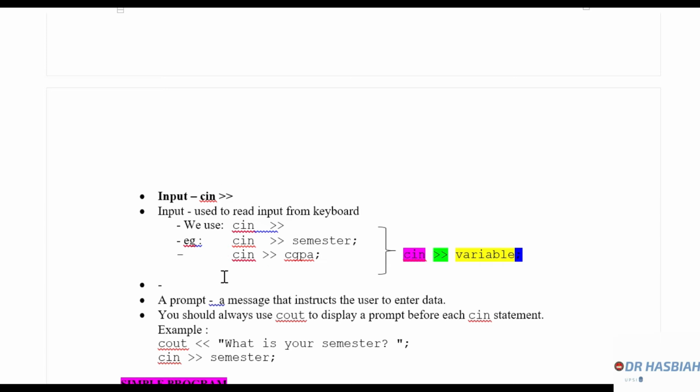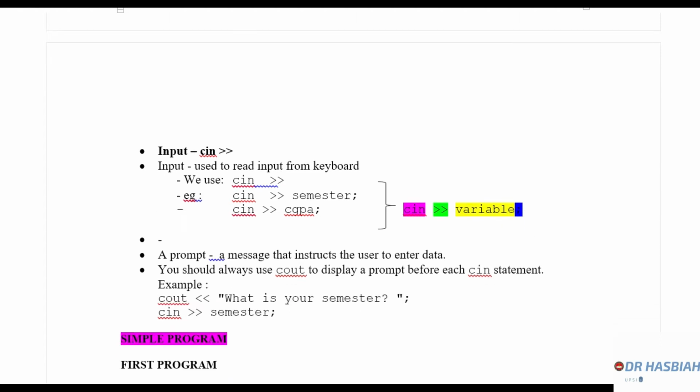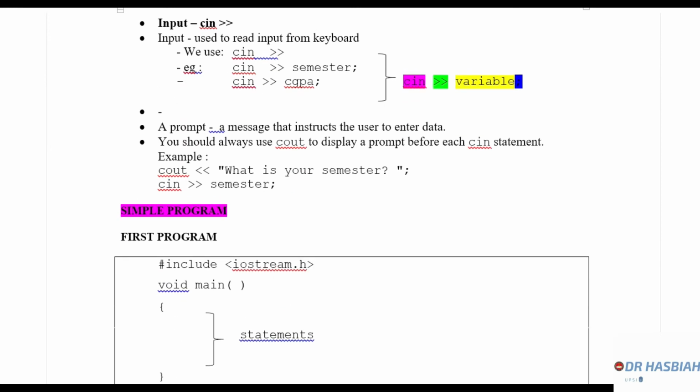So let's say here I want to cin the semester, so I put cin semester and then semicolon, cin CGPA semicolon. Semester and CGPA are the variables. So cin, bracket, and then the variable, and then you have the semicolon here.